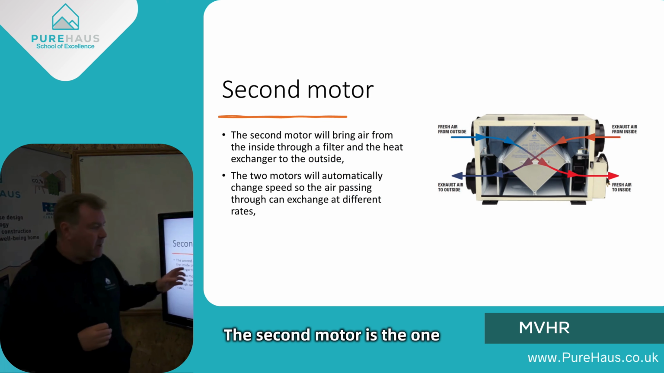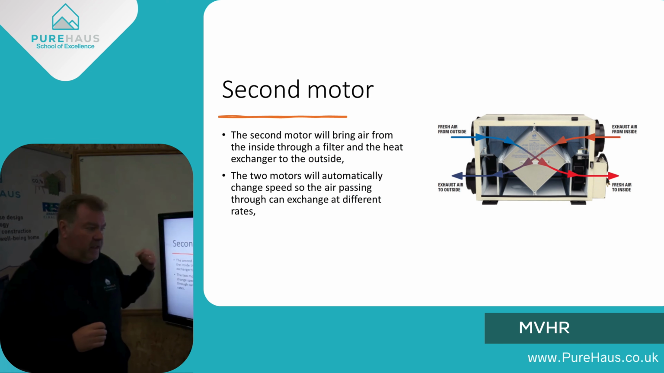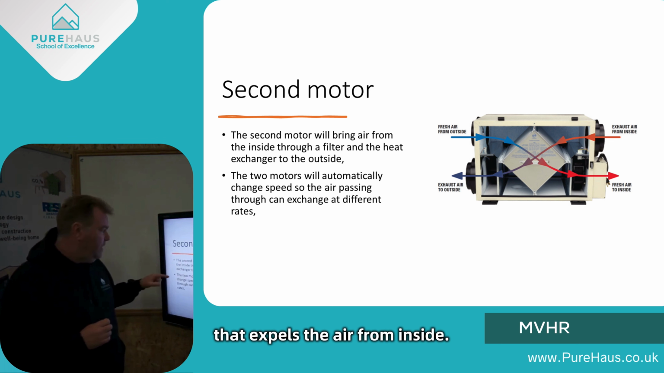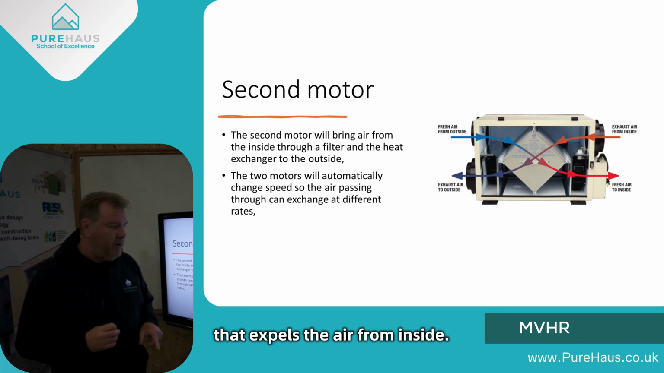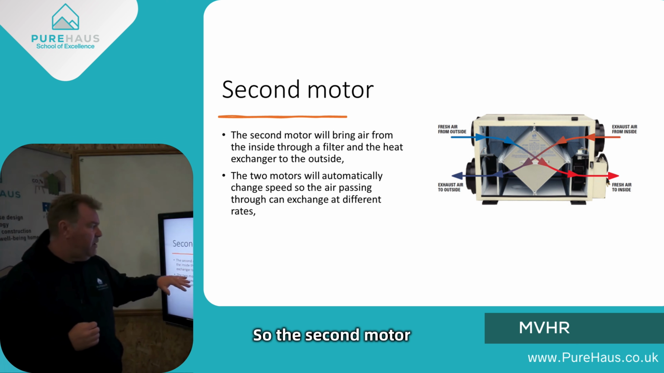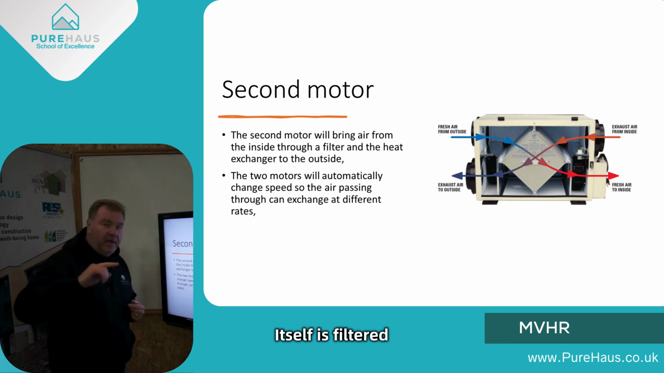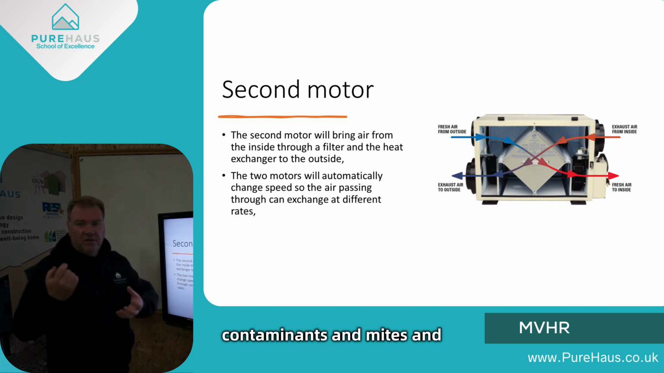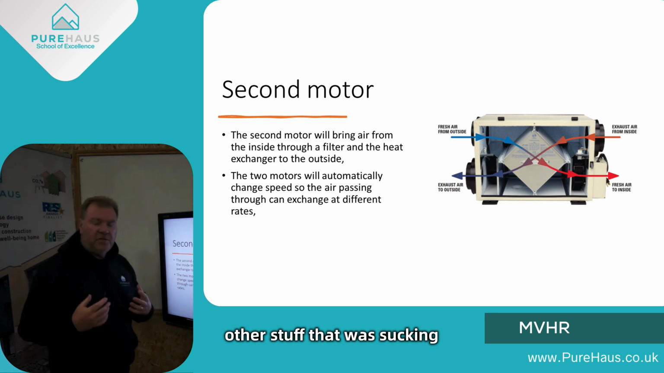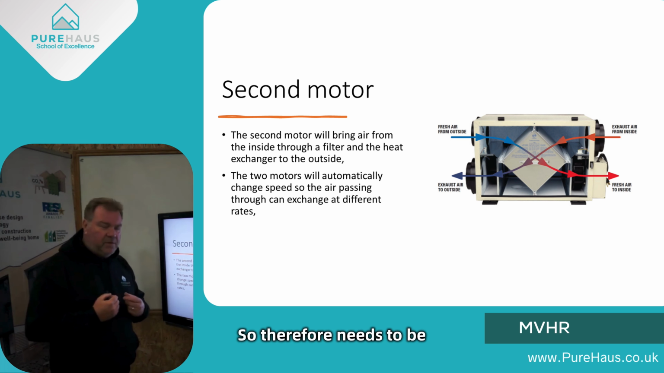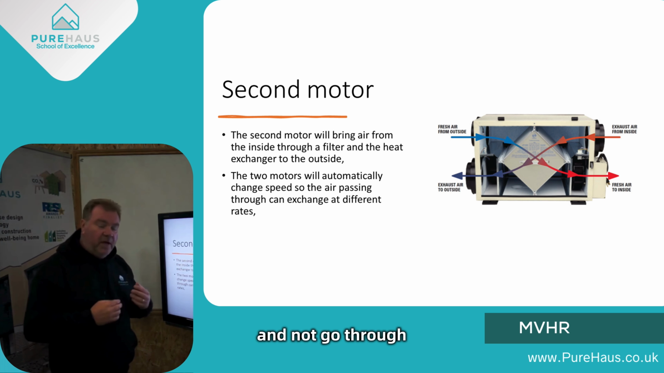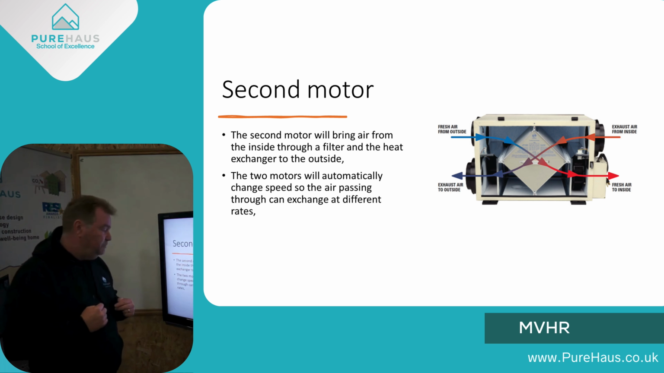The second motor is the one that expels the air from inside. So the second motor will bring air from the inside through the heat exchanger. Itself is filtered. Because remember, when we filter air out of the building, we've got those dust and contaminants and mites and other stuff that we're sucking out of the building. So therefore, it needs to be trapped and dealt with and not go through the heat exchanger.